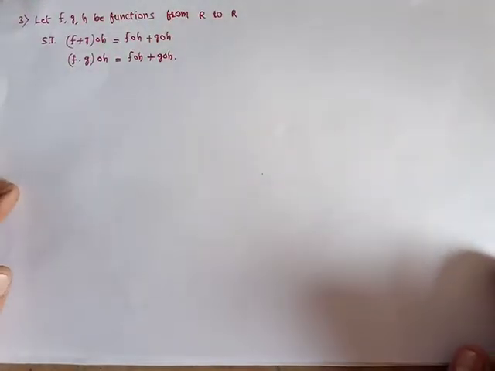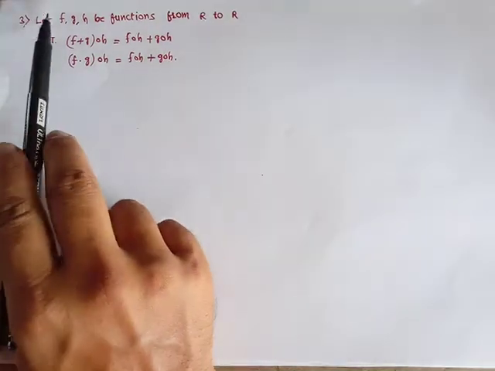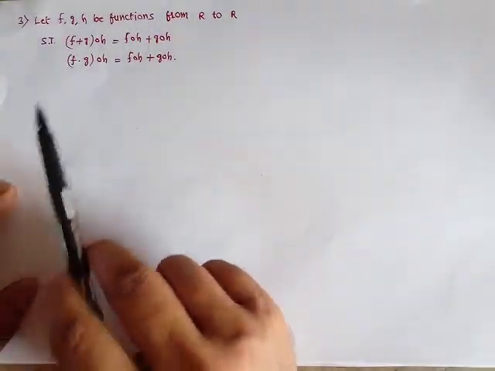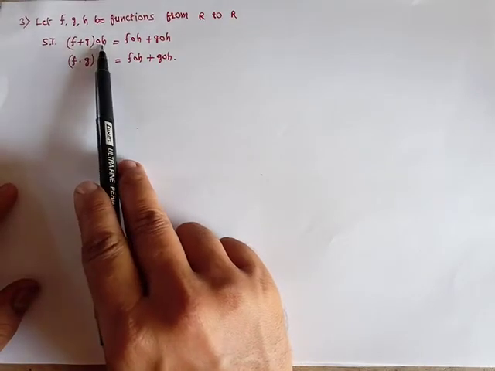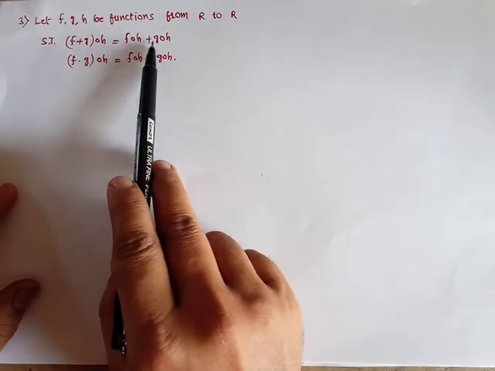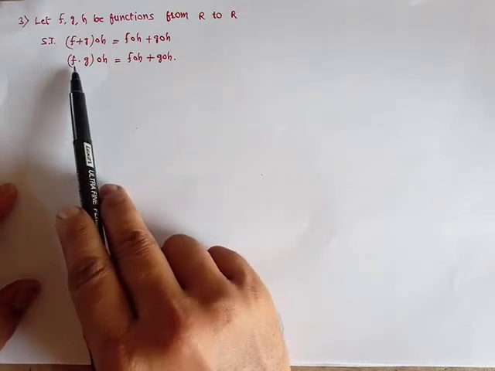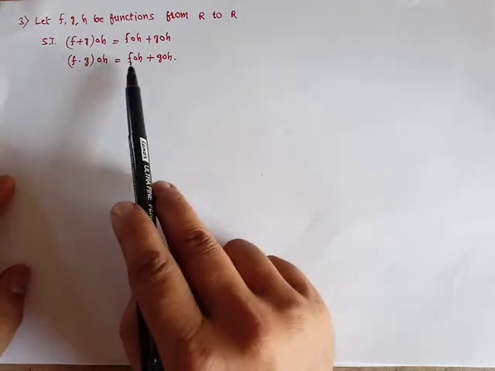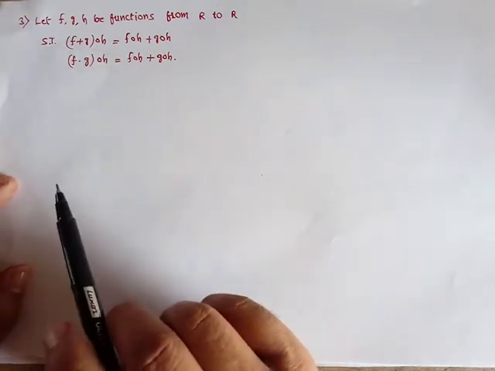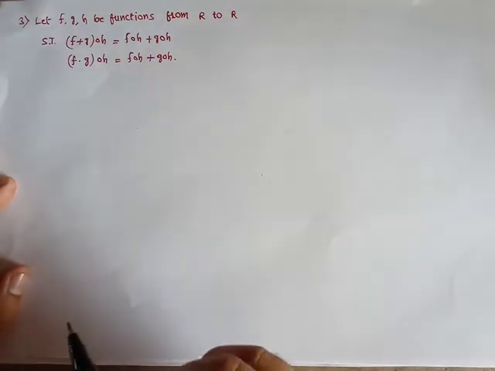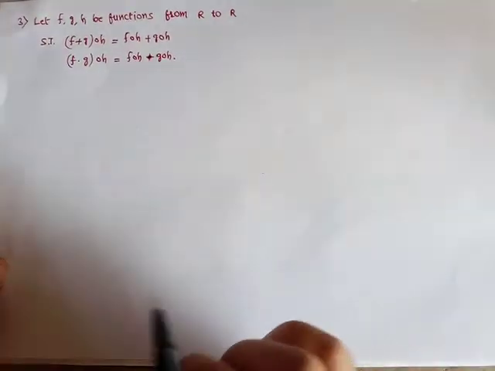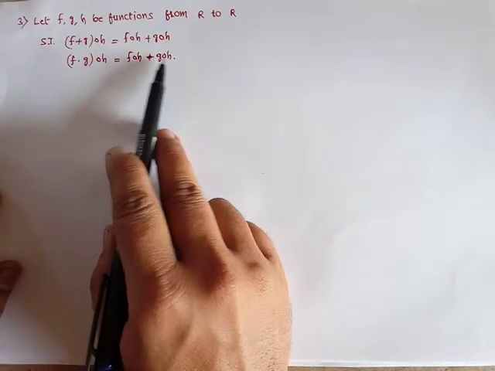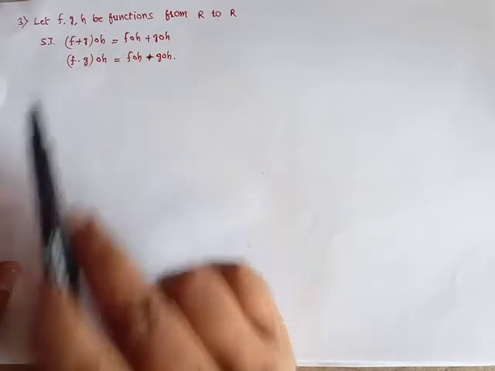Coming to the next question, let f, g, h be functions from R to R, then show that (f plus g) circle h is equal to f circle h plus g circle h. Next, for f dot g, f into g, (f dot g) circle h is equal to f circle h dot g circle h. It's a multiplication here, it is dot.